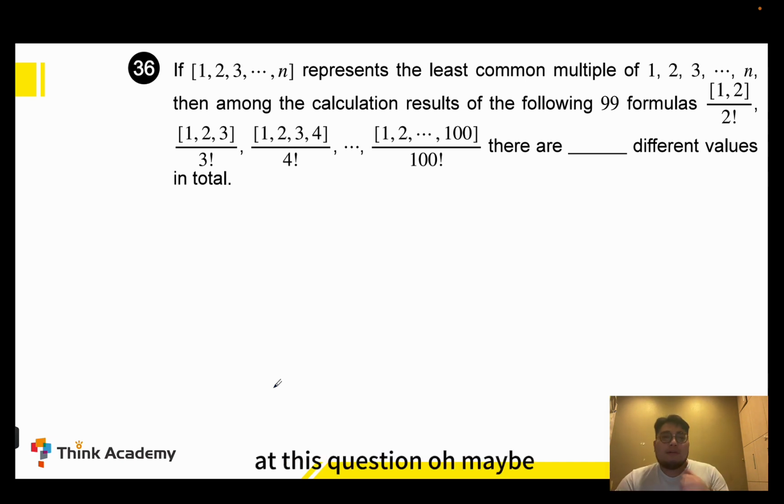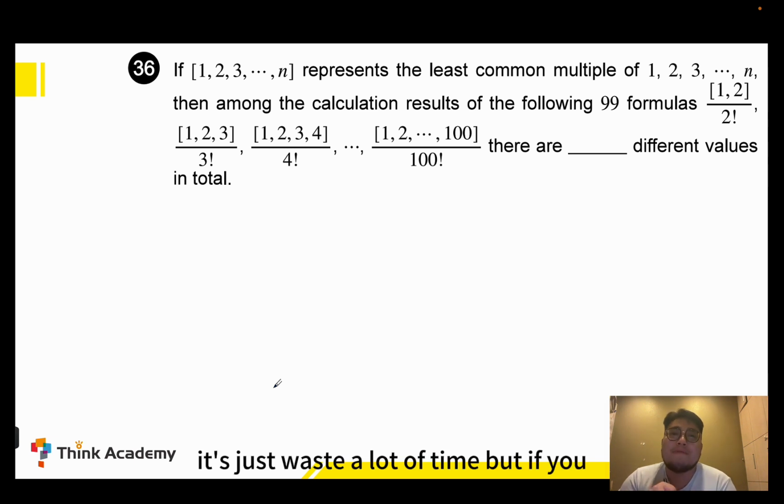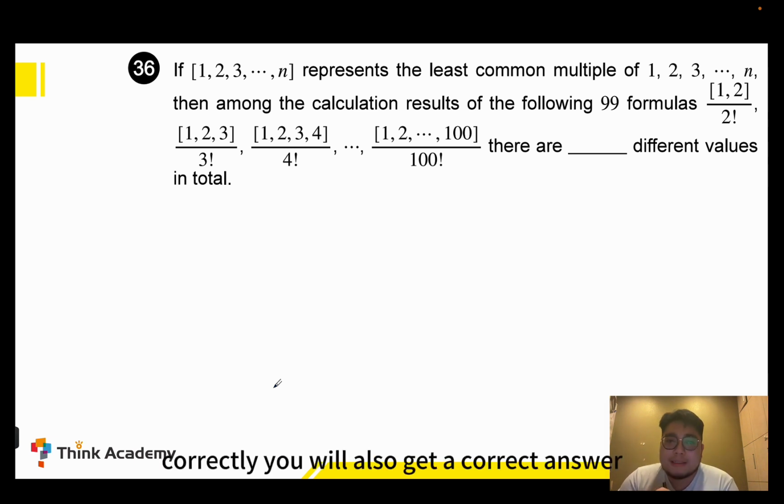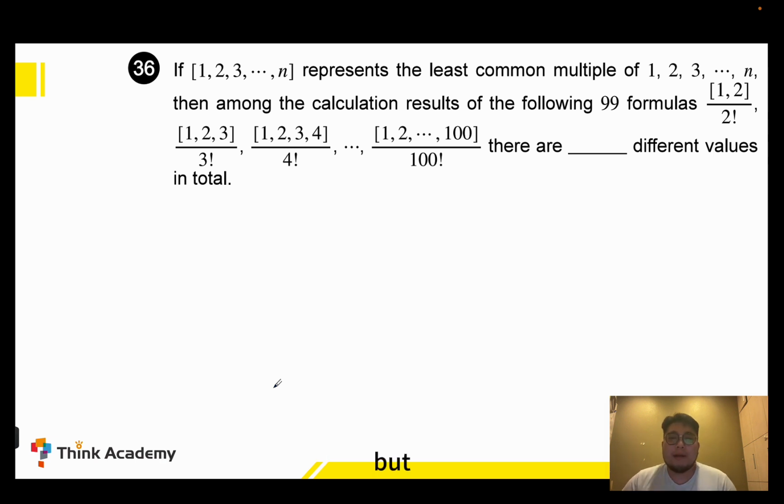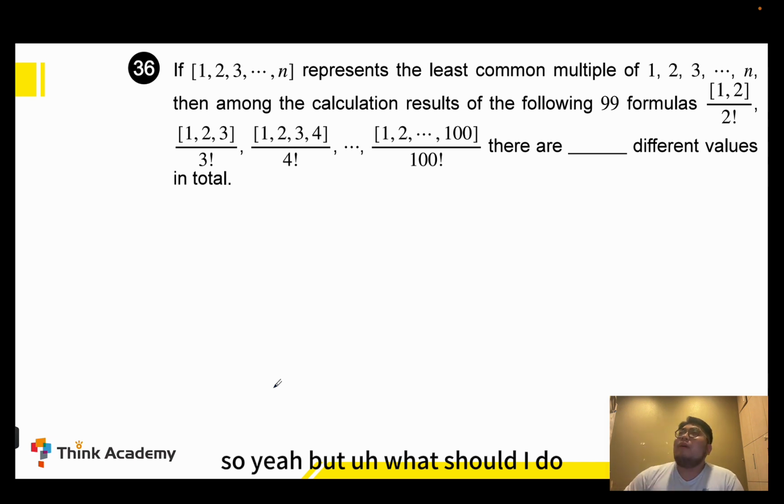If you first look at this question, what should you do? Should I just calculate one by one and count? After that, you list everything and count how many different values there are. Okay, you can do that. It's a good method, but it wastes a lot of time. But if you list and calculate correctly, you will also get a correct answer. But the LCM of 1 to 100, I don't want to calculate that. Also 100 factorial is very hard to calculate. So what should I do?